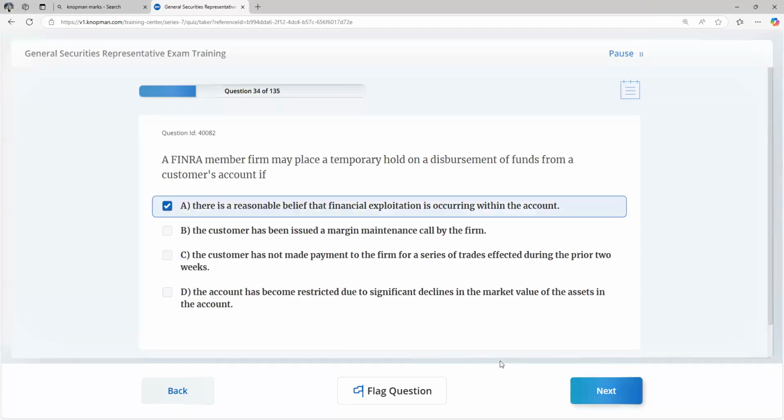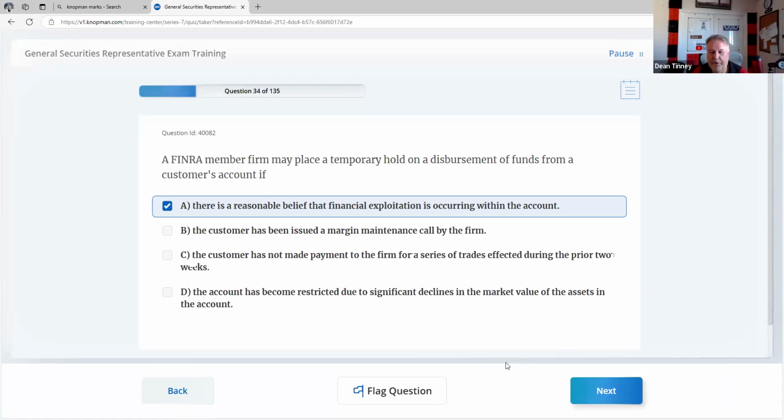The way that these questions are, it's almost like you want to click multiple. No, a member firm places a temporary hold on disbursements if the customer has issued a margin maintenance call by the firm, a customer has not made payment for securities during the prior 2 weeks, or the account has become restricted. Yeah, I think that's the best answer. I'm with you. I wish it had more information, like there's a trusted contact person and we're going to do a wellness check or whatever.